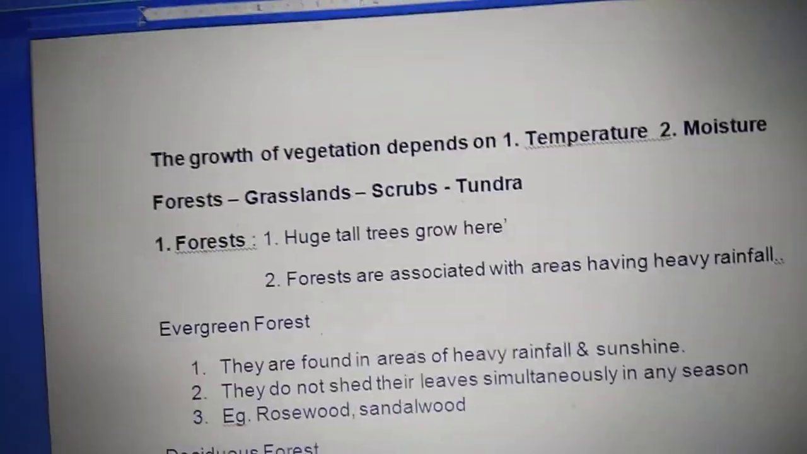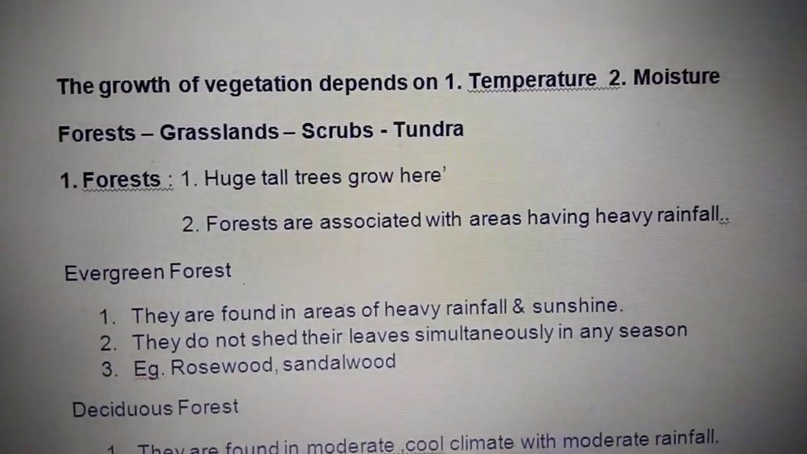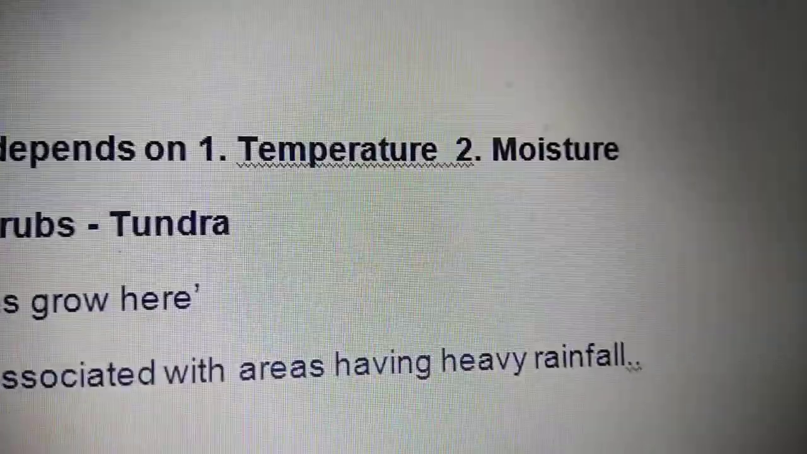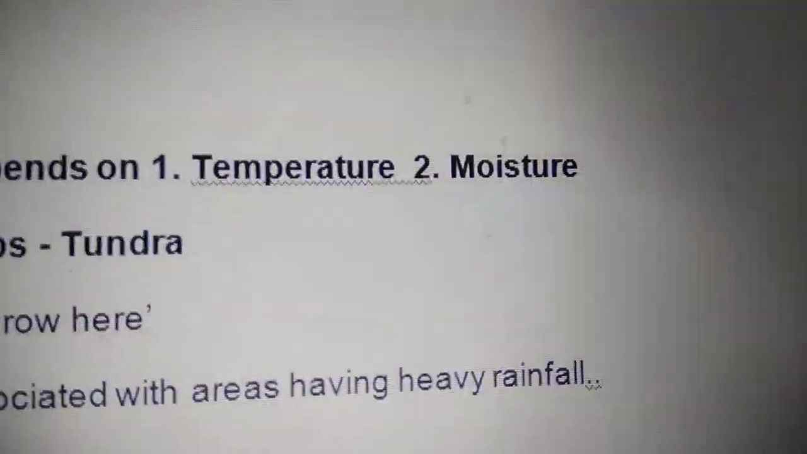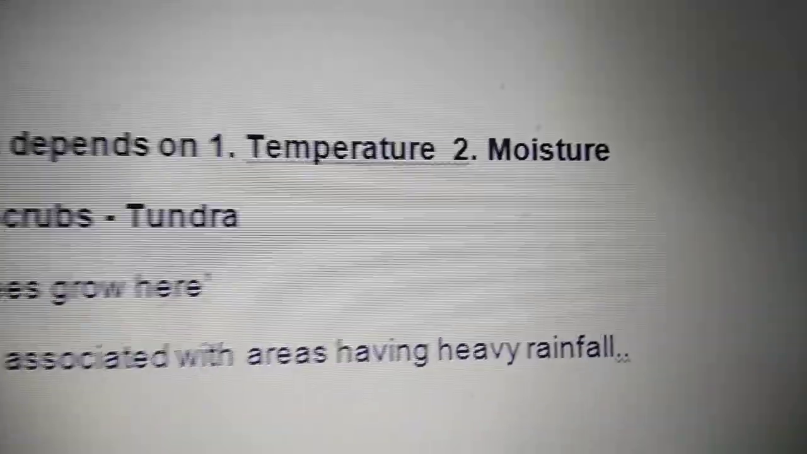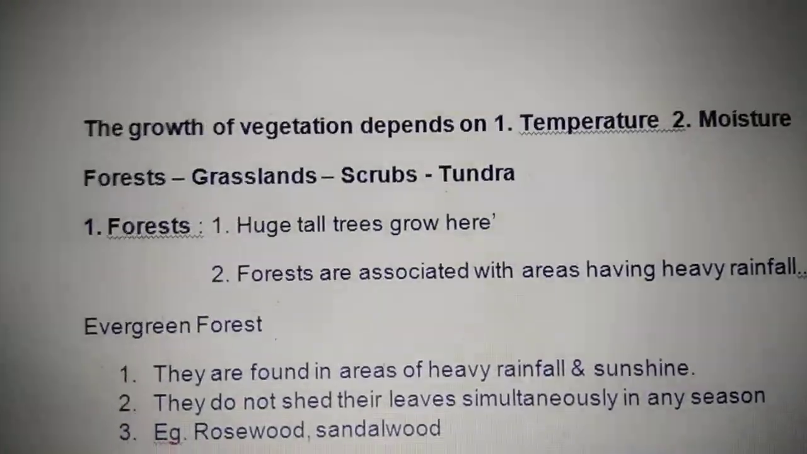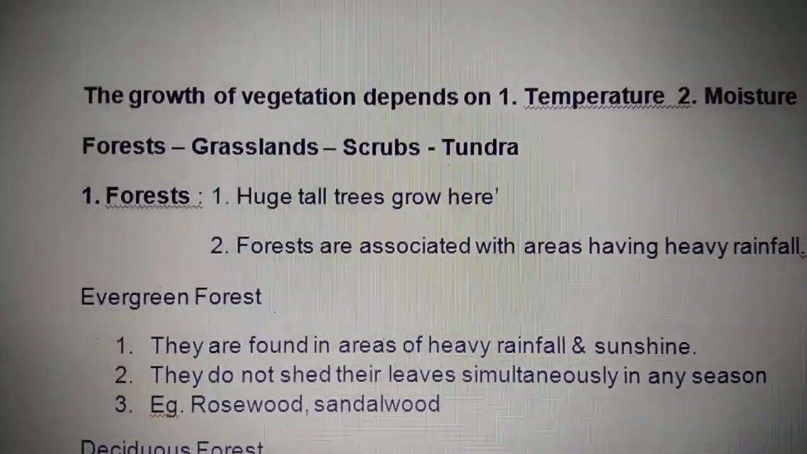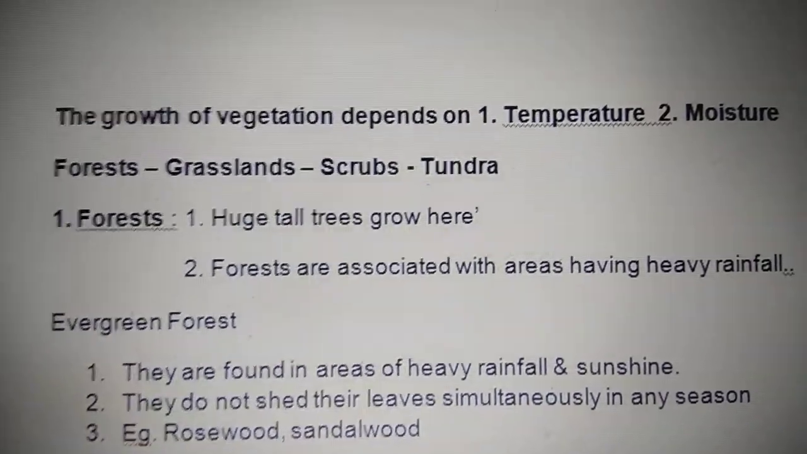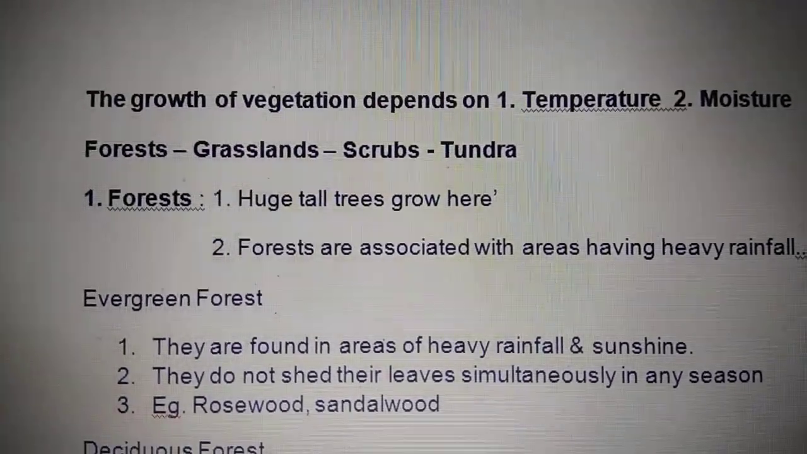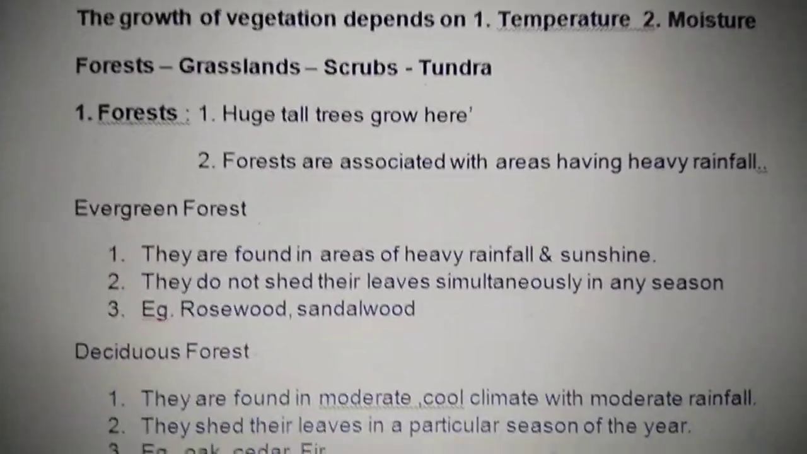Children, now let us see the distribution of natural vegetation in the world. Let us first see the factors on which vegetation depends. It's temperature, that means the sunshine, and moisture is the rainfall. Now we can divide the entire natural vegetation of the world into four categories: forests, grasslands, scrubs, and tundra. Now let us see the forest.